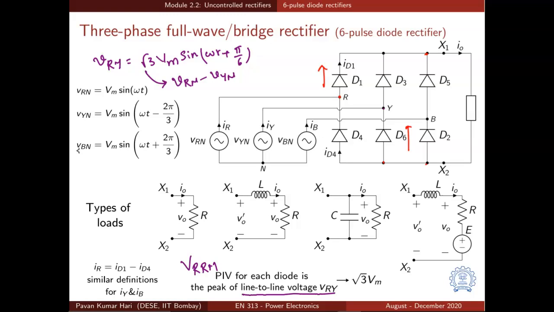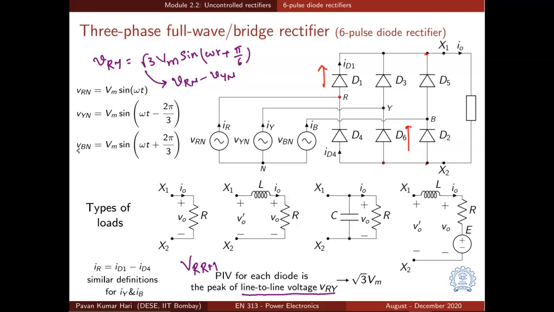And if you take the state D1 on and D2 on, what will be the output voltage? It will be VRB, because now B is tied to the point X2. Let us take another example. Let us consider the case where D3 from top group is conducting, D4 from bottom group is conducting. When D3 is conducting, X1 becomes Y, and since D4 is also conducting, X2 becomes R. So the output voltage is VYR.